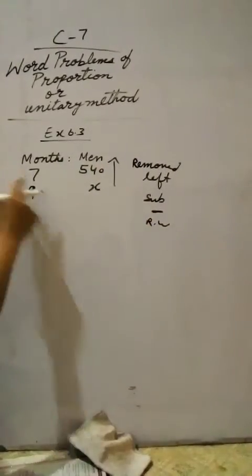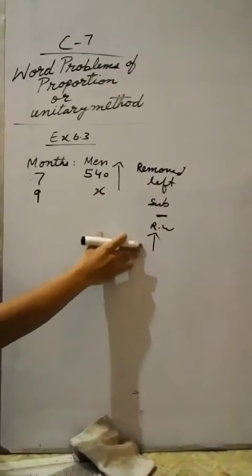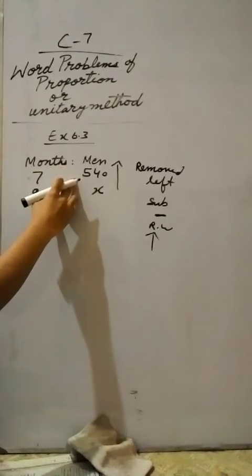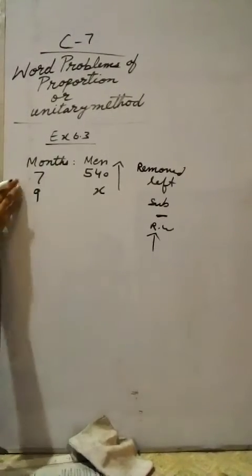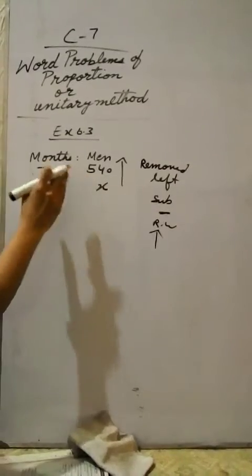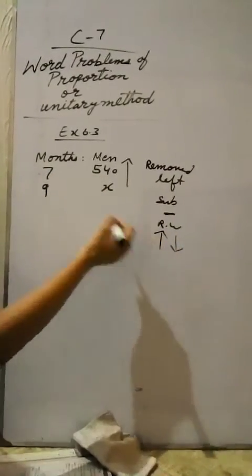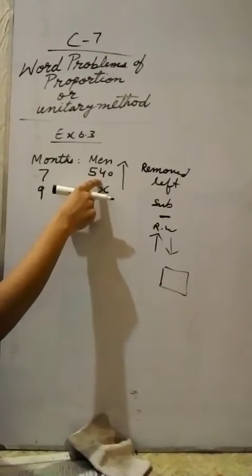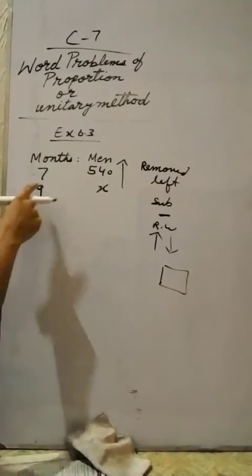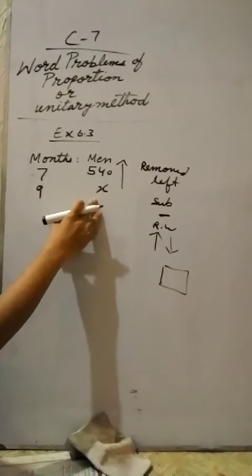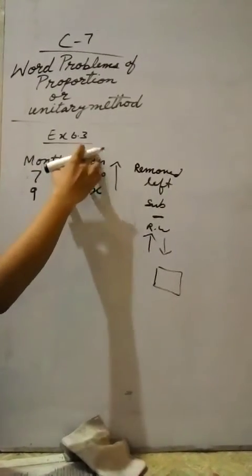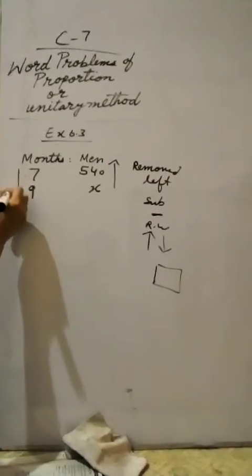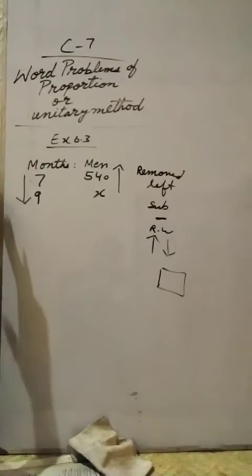Rough work: months are increasing. If months are increasing, should the quantity of men be decreased or increased? It's decreased, because if we have more time, we require fewer men, so we have to decrease. If we need to make this house, if we have 7 months, we need 540 men. If time is increasing, the extra men will be removed. So I have told you, time and living things always have an inverse relationship. So inverse: you always put the decrement sign on the left hand side.